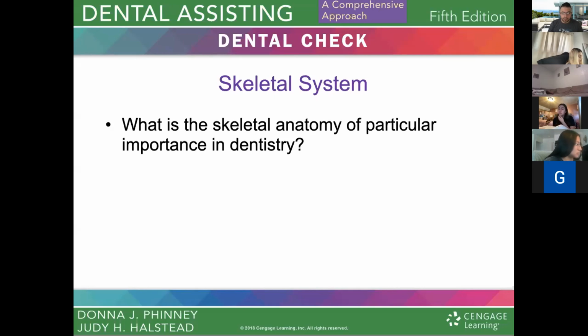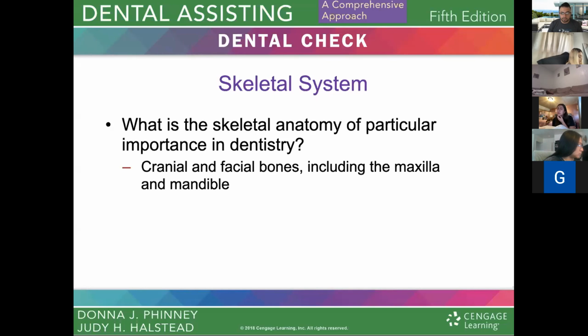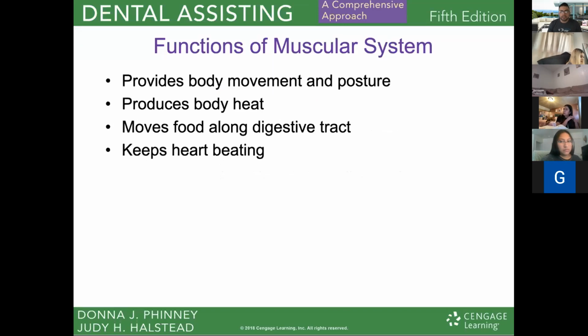So the ones that we're concerned with most are the cranial and facial bones, including the maxilla and mandible, but we also look at the head and neck. So any bones in the head and neck are the bones that we're concerned with. But more important are the cranial and facial bones, the face and head bones that include the maxilla, which is the upper jaw, and the mandible, which is the lower jaw. Okay, thank you.